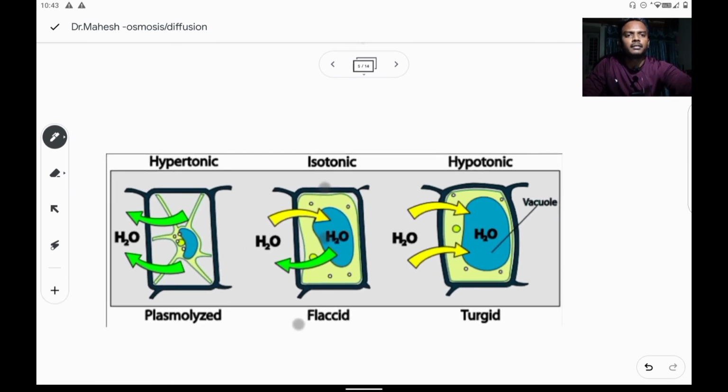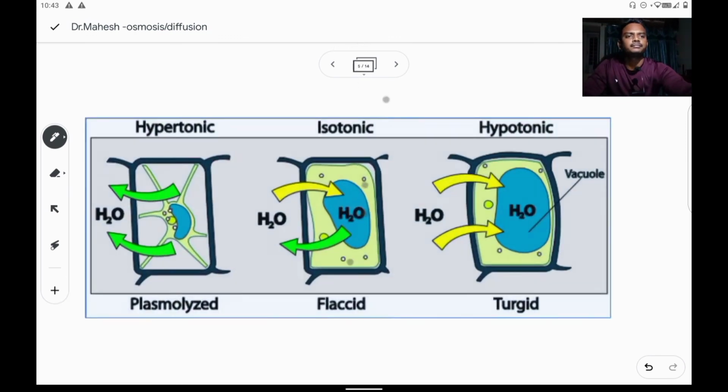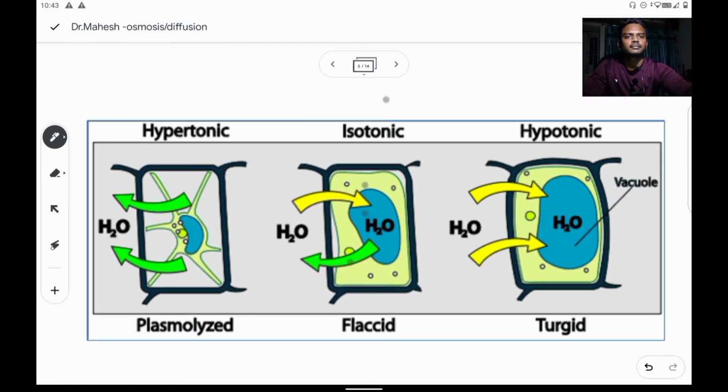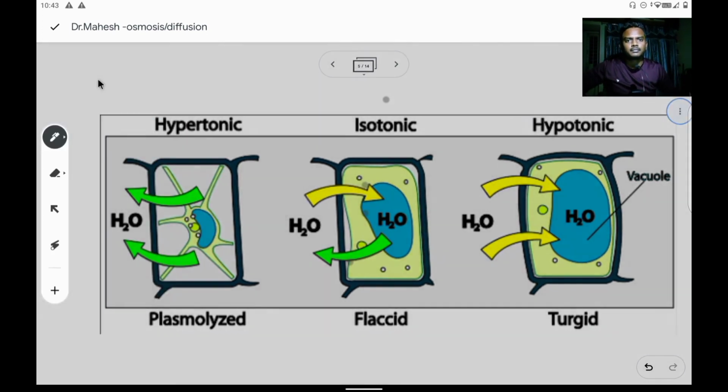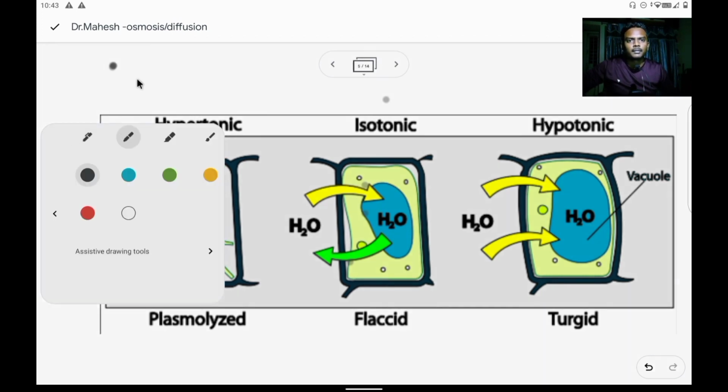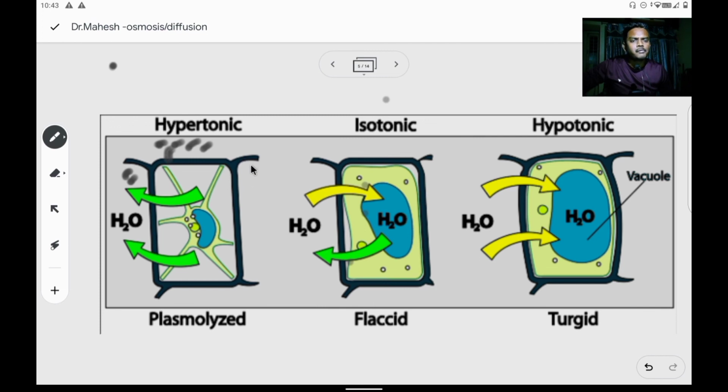See, this is what I told you actually. This is hypertonic solution, hypertonic solution surrounding the cell. So water goes out, and the cell shrinks and is paralyzed. And the right side is hypotonic solution surrounding the cell. That means more water. The water goes inside the cell and it bursts.